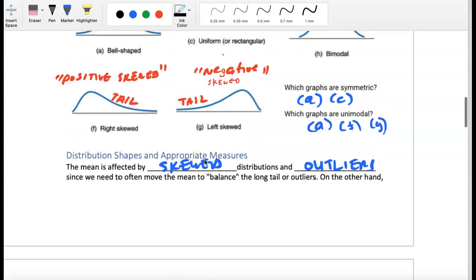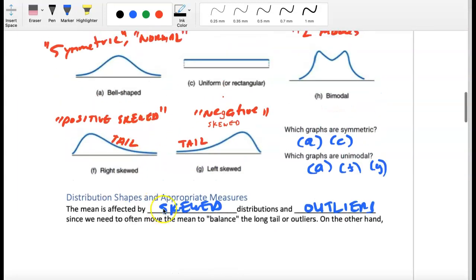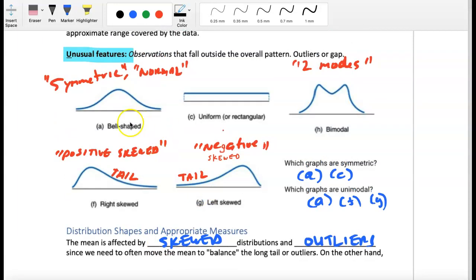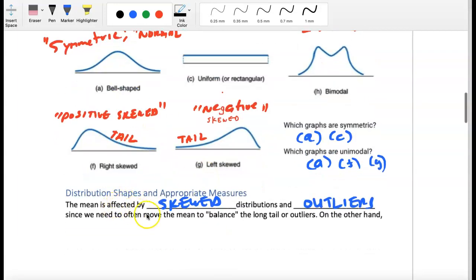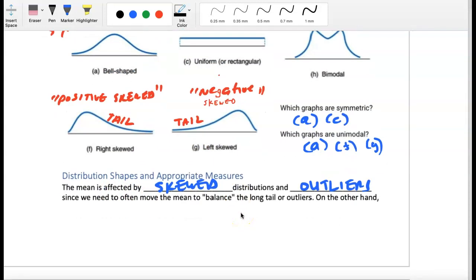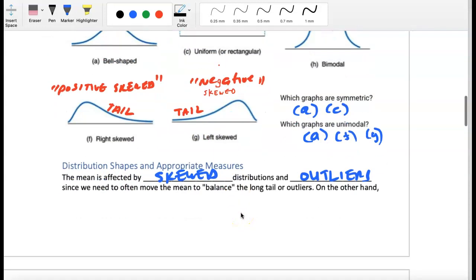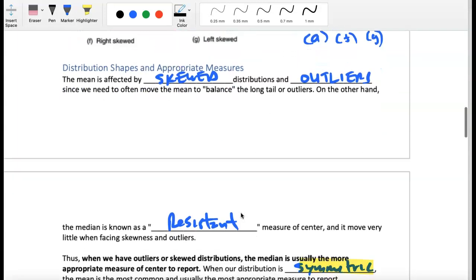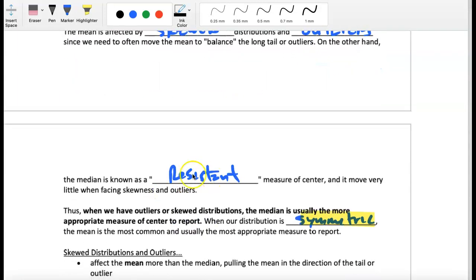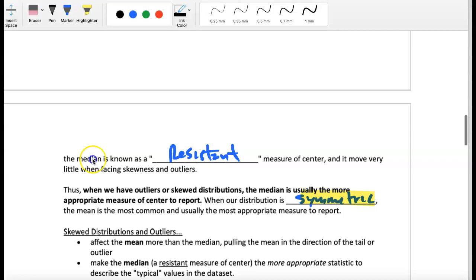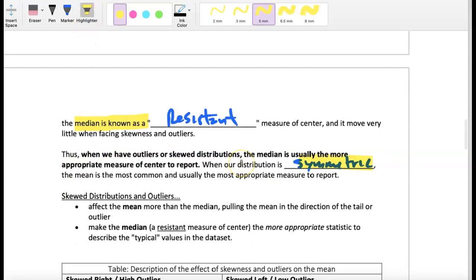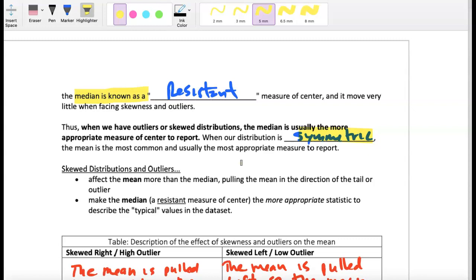Now, something to keep in mind from the last lesson, when we talk about the mean values, when the data is skewed like this, the mean will be affected. The mean is affected by skewed distributions and outliers. So many times in this case, we'll move to use the median, because the median is, as it says, resistant here. The median is known as a resistant measure of center. So that will be the value we'd use.